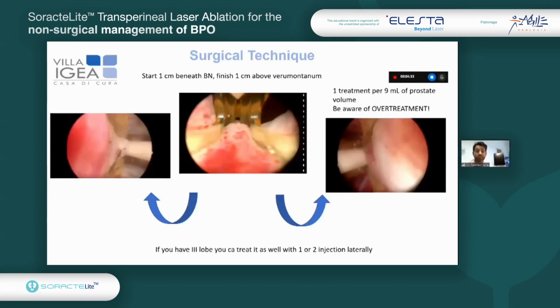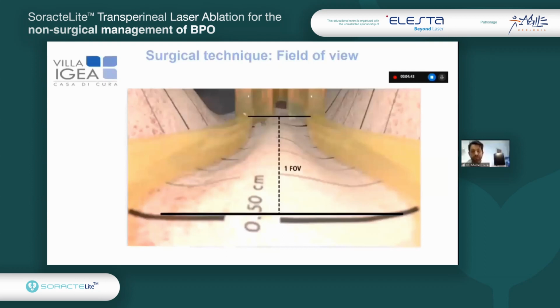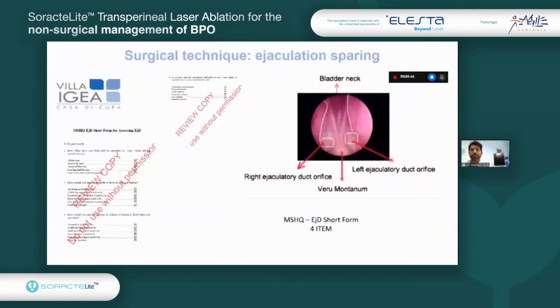We can treat a third lobe, the medial lobe. You have to go for another injection. It depends on how large the medial lobe is. So the field of view, we've already talked about this. Let's move on to ejaculation sparing.